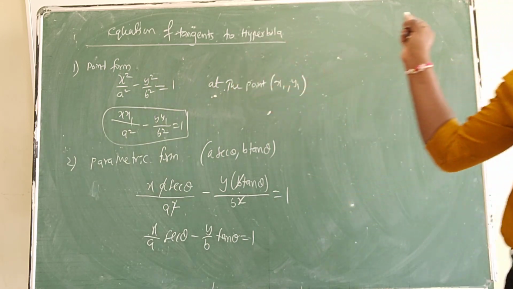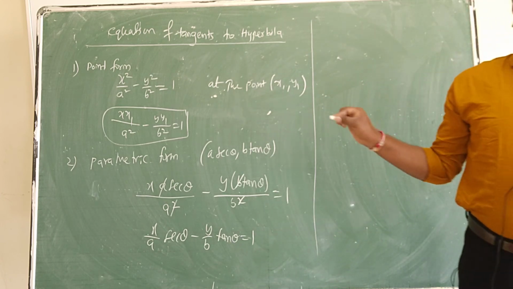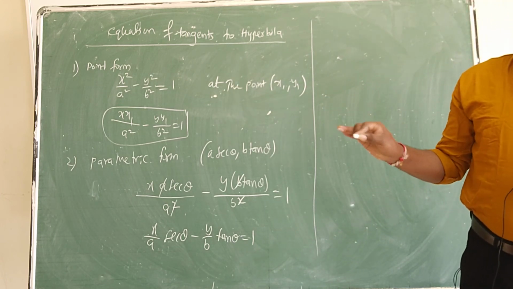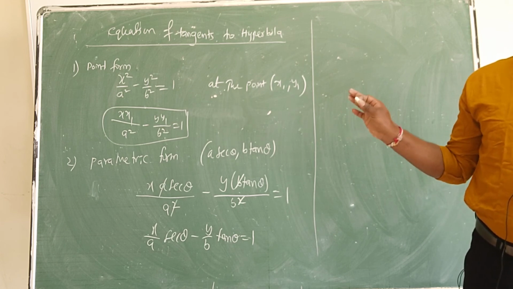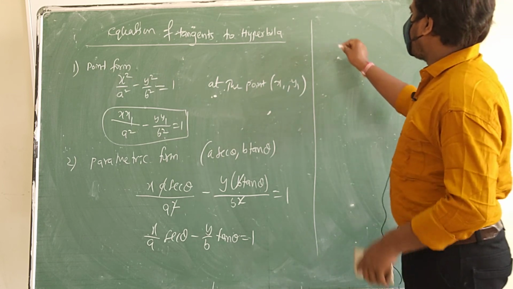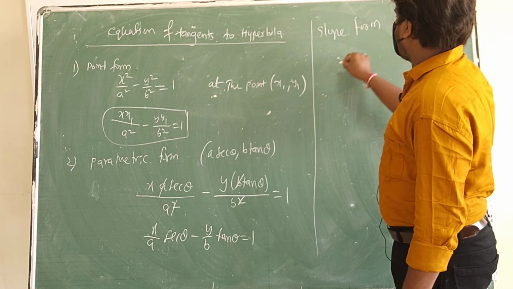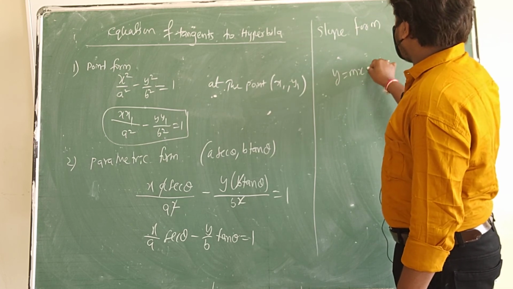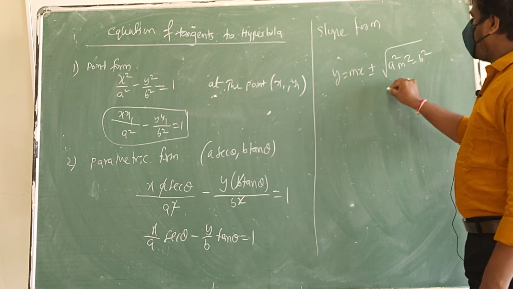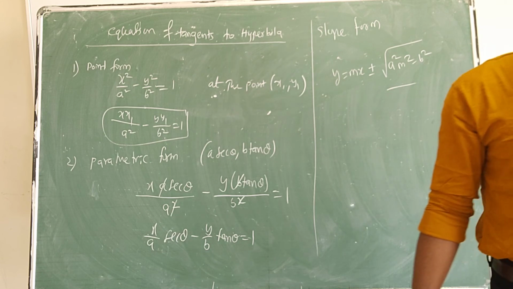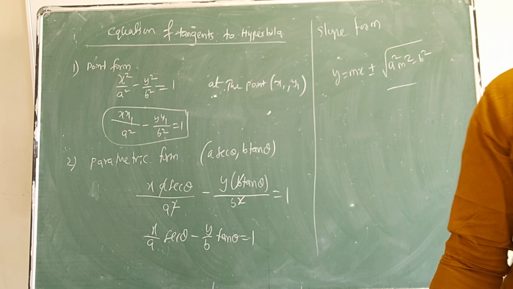These things I am explaining apply to the ellipse also, and circles also. All the things are similar. Circle, ellipse and hyperbola, same thing. Proofs are same, everything is same. And the last form is slope form. Just now I proved this. What is the slope form? Y is equal to mx plus or minus under root of a square m square minus b square. This is the slope form. So the equation of the tangent has 3 forms.